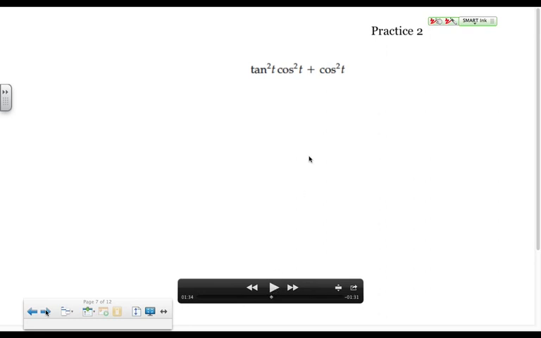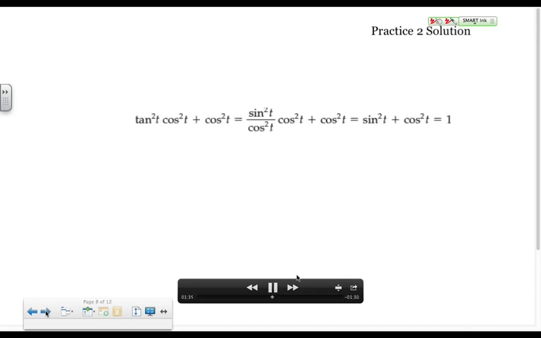Now, practice 2, we have tangent squared t times cosine squared t plus cosine squared t. All right. Remember that you could replace tangent squared t with sine squared over cosine squared. Here's the solution. So if I replace tangent squared with sine squared over cosine squared, these cosines cancel out, and I end up with sine squared plus cosine squared, which is the same thing as 1.